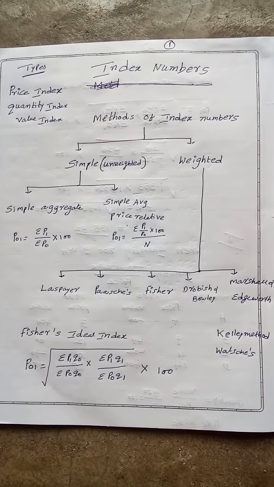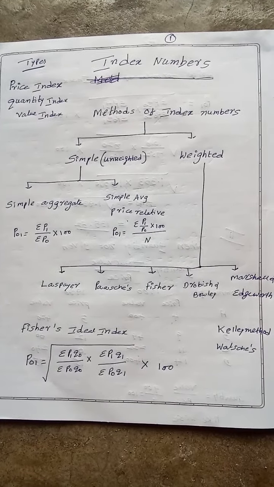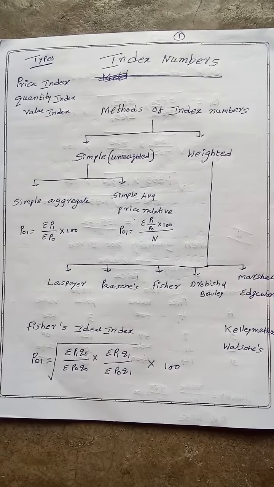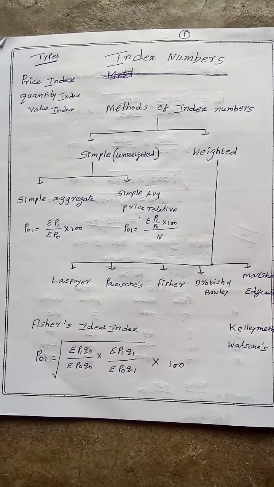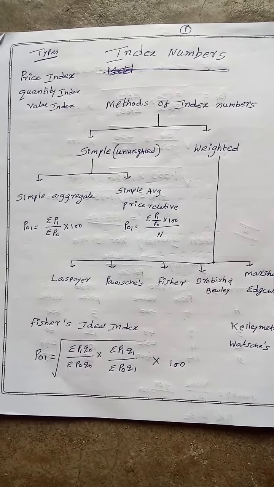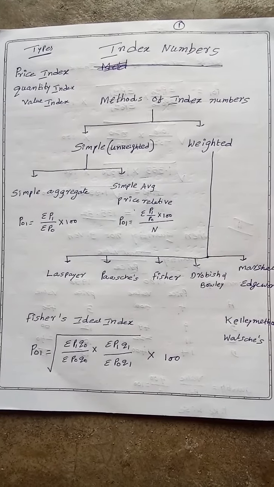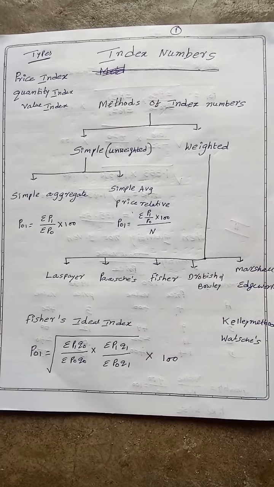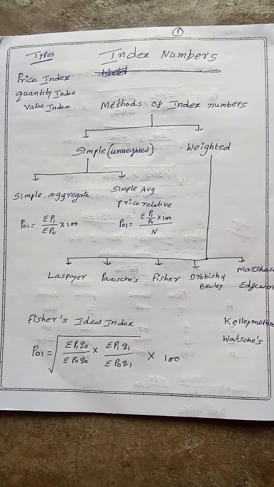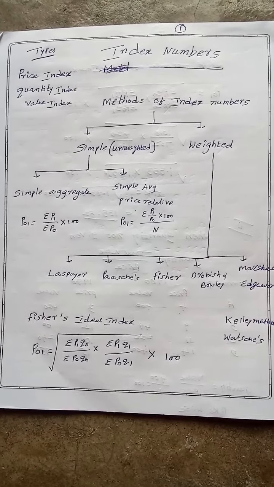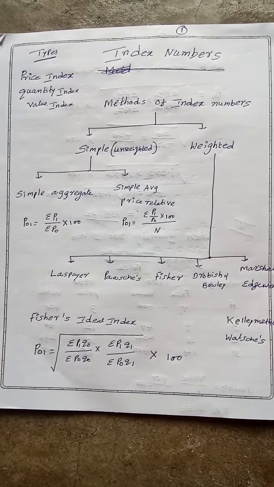Welcome to my class on index numbers. My dear student, there are three types of index numbers. They are price index numbers, quantity index numbers, and value index numbers. There are two methods of classification of index numbers: unweighted index numbers and weighted index numbers.